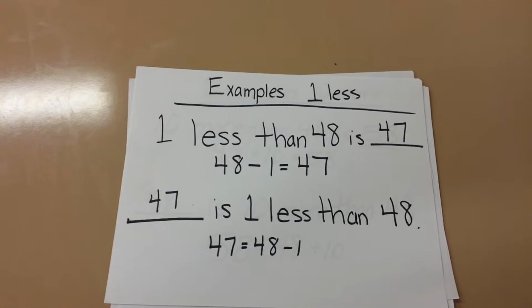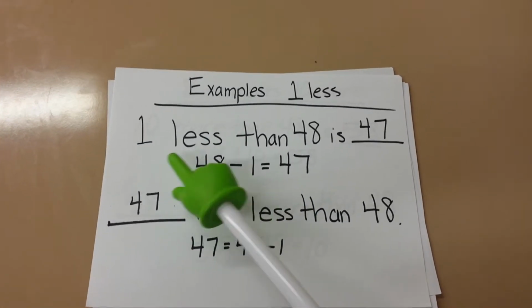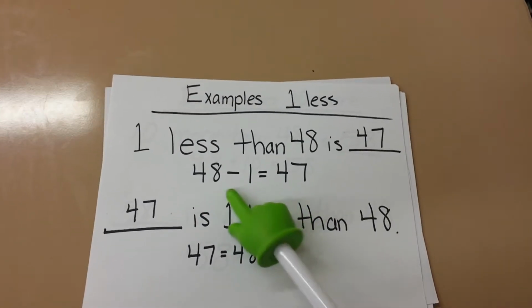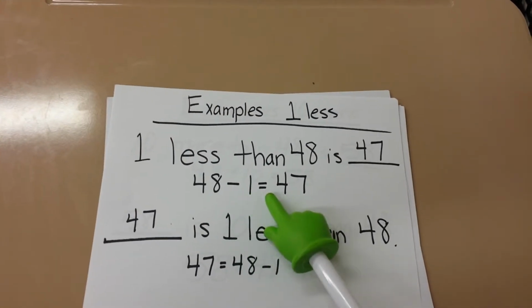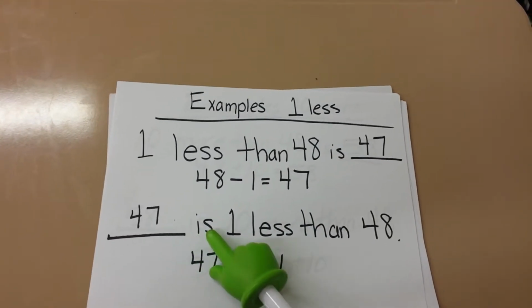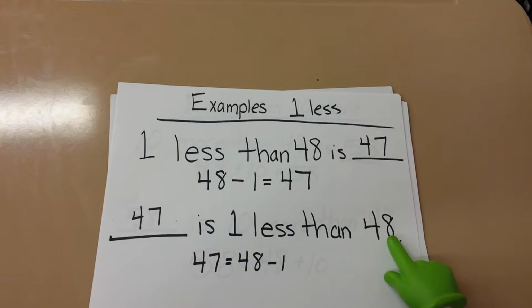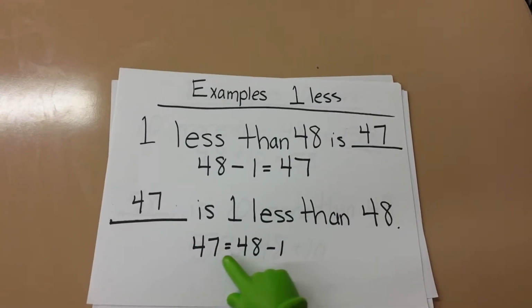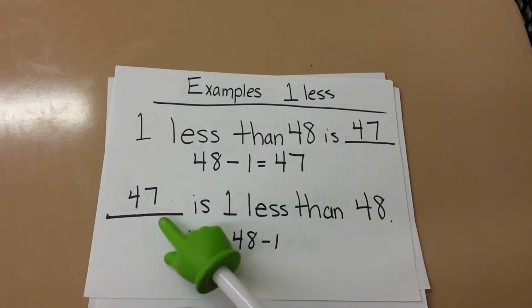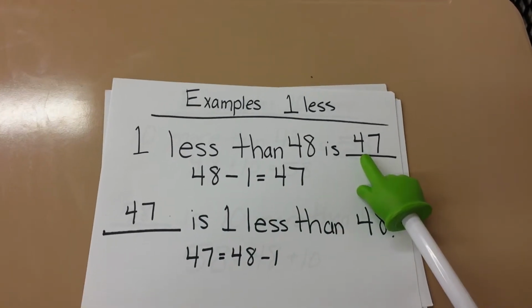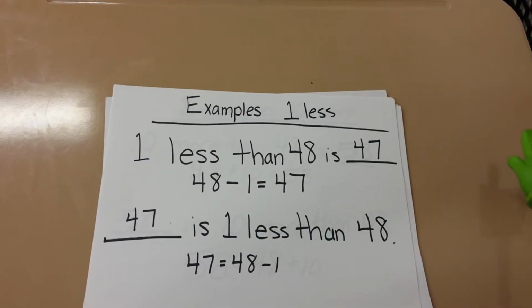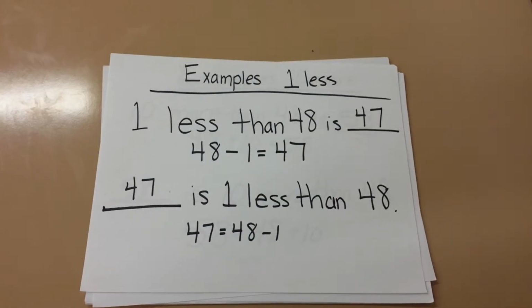Here is an example of 1 less. 1 less than 48 is 47. 48 minus 1 equals 47. 47 is 1 less than 48. 47 equals 48 minus 1. These lines would have been blanks where your child would have had to fill in the correct answer.